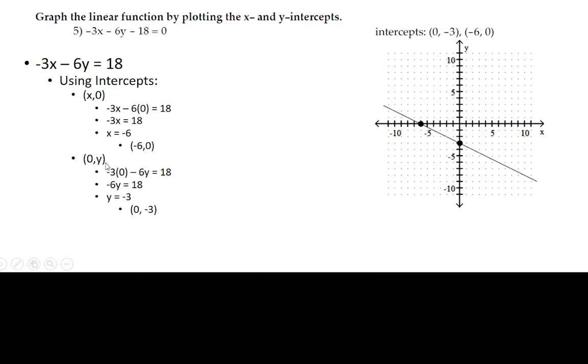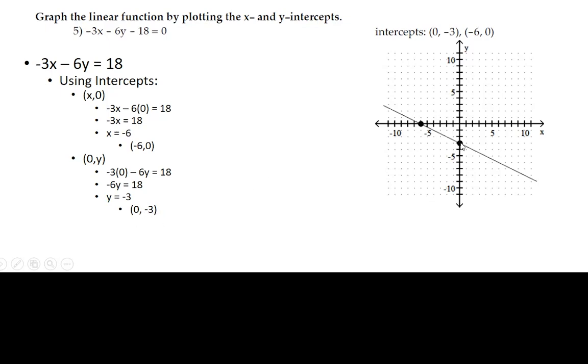Our y-intercept is when x is 0. So plug 0 in for x. -3 times 0 - 6y = 18. The -3 times 0 is 0, so that disappears, leaving us with -6y = 18. Dividing both sides by -6 gives us y = -3. So our y-intercept is (0, -3).